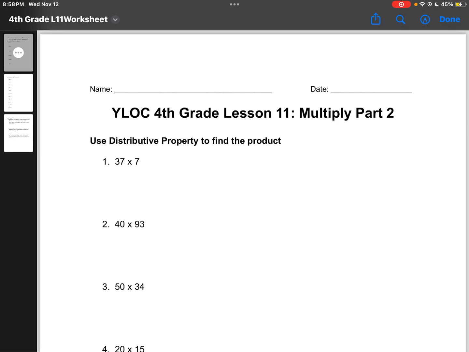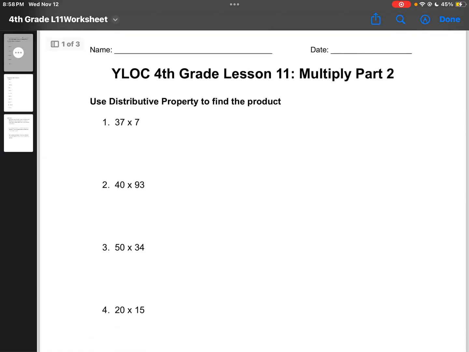So today we'll be going over lesson 11. Alright, so we'll be using the distributive property to find the product. And yeah, let's go. Number 1, we have 37 times 7.